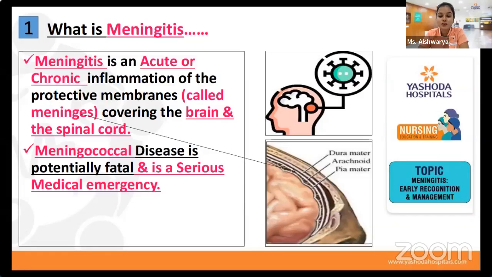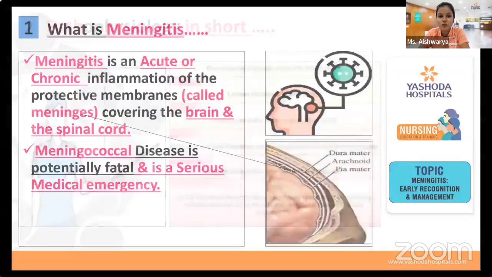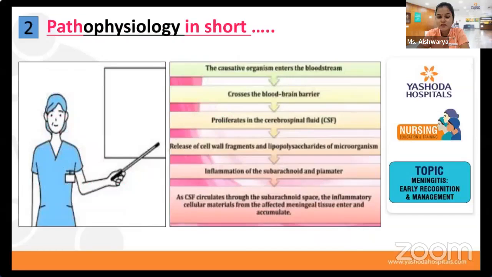Meningitis is an acute or chronic inflammation of the protective membranes called meninges, which cover the brain and spinal cord. We can see in this figure, it's a three-layered membrane, which is called dura mater, arachnoid mater, and pia mater. As I said, meningococcal disease is potentially fatal and is a serious medical emergency if it is not treated properly. Let's move on to the pathophysiology.